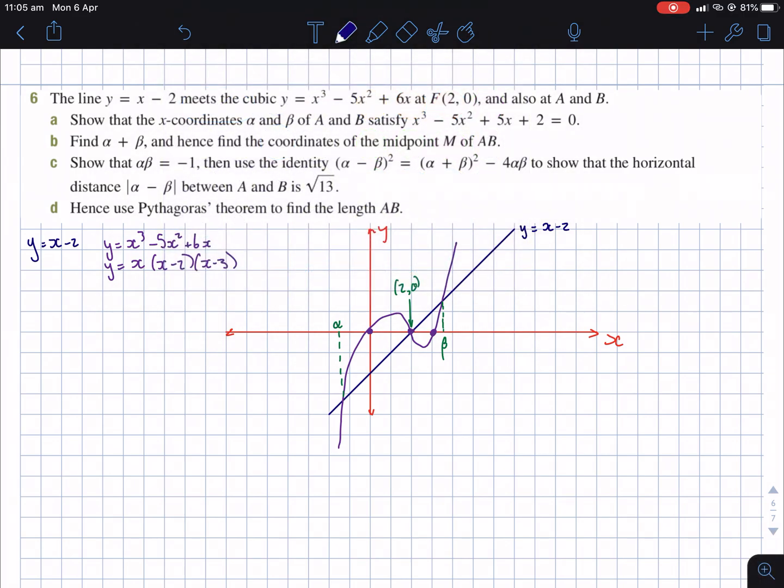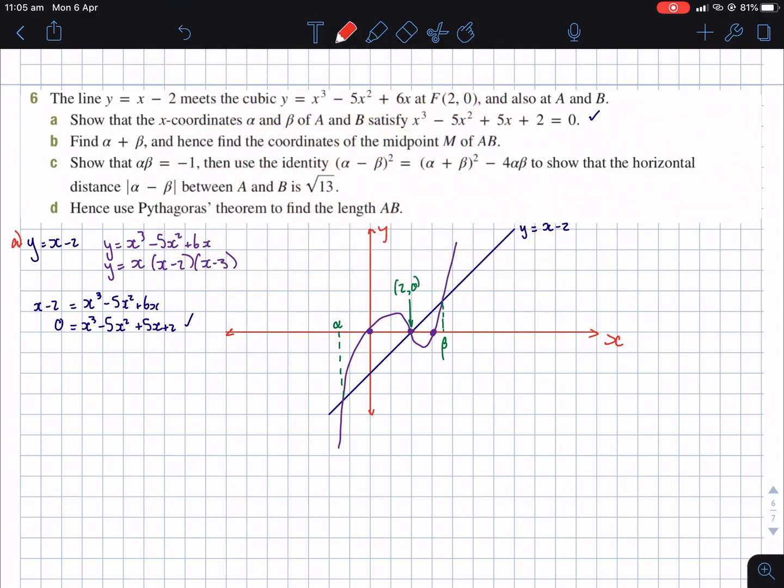Okay, usual first step. x take 2 equals x cubed take 5x squared plus 6x. Take it all over to one side. I get x cubed take 6x squared, take 5x squared plus, because I'm subtracting that x, 5x plus 2. Done. Okay, so that was A.